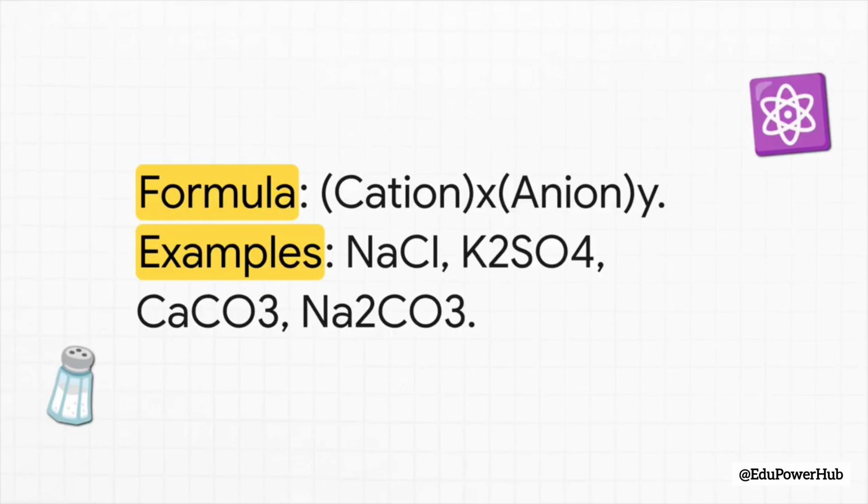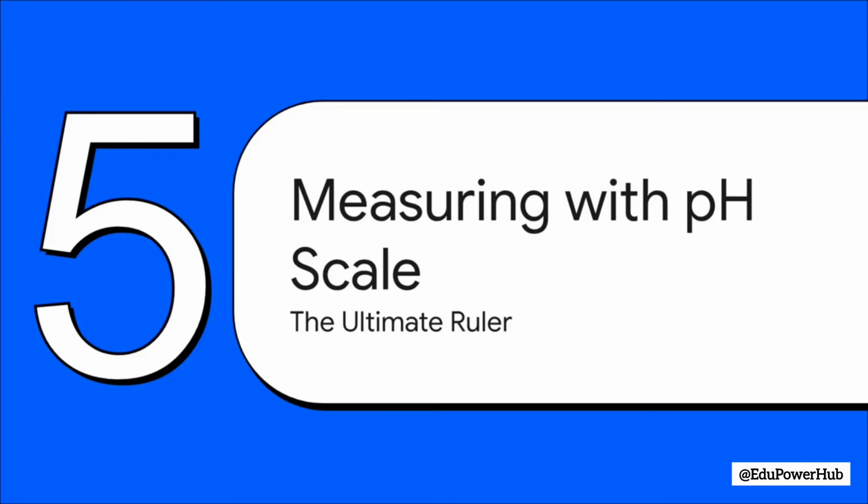So yeah, this isn't just abstract science. This is real-world chemistry sitting right in your home. And finally, Part 5. Measuring with pH scale, the ultimate ruler. Okay, so we know acids and bases exist, but how do we measure exactly how strong they are? We need a ruler, and this brilliantly illustrates the dead center of our chemical universe, the number 7.